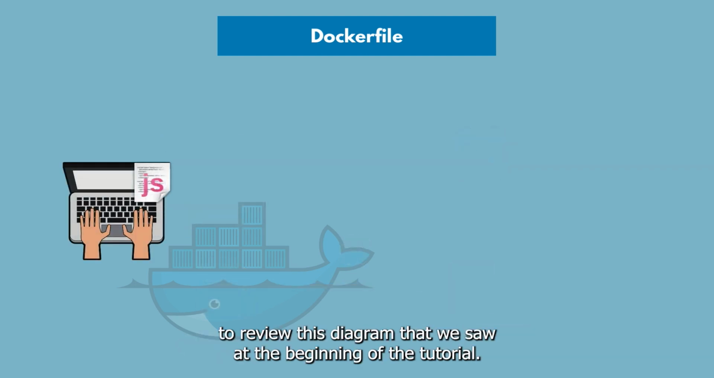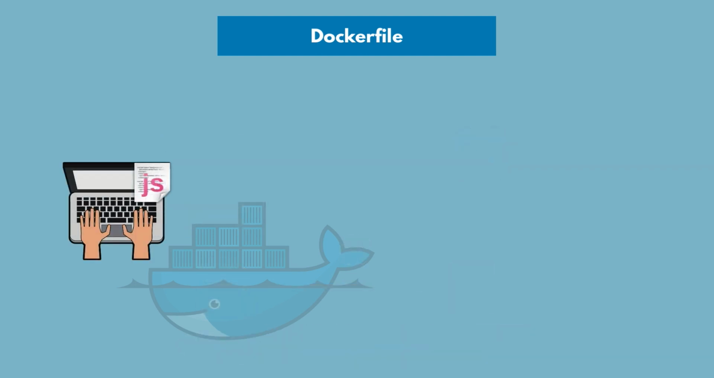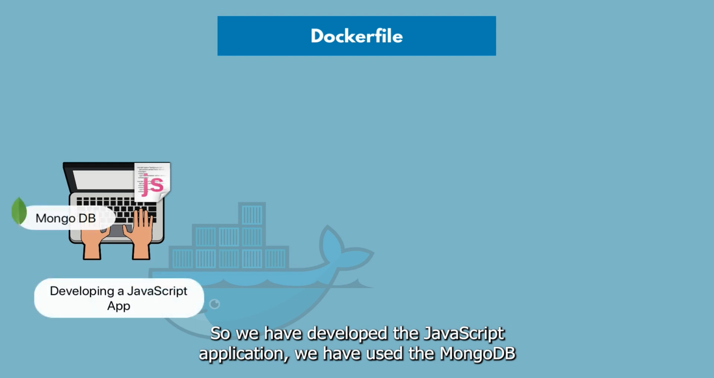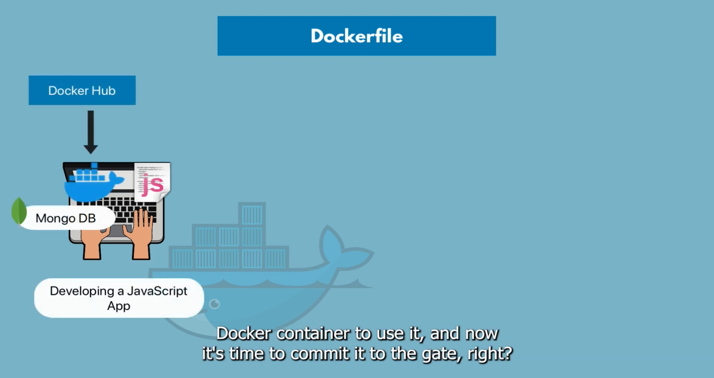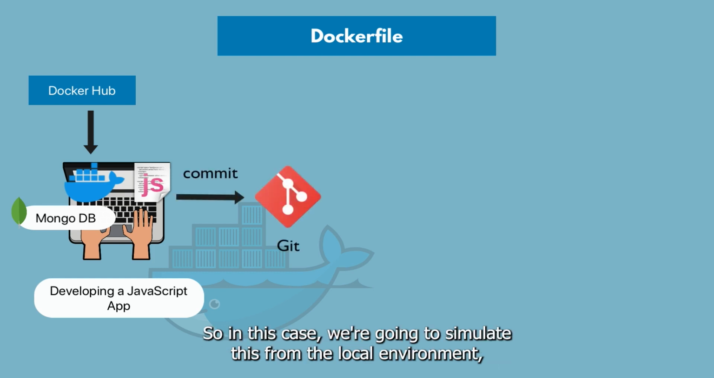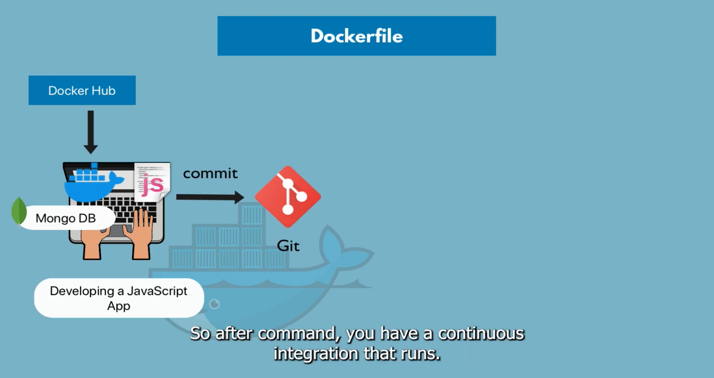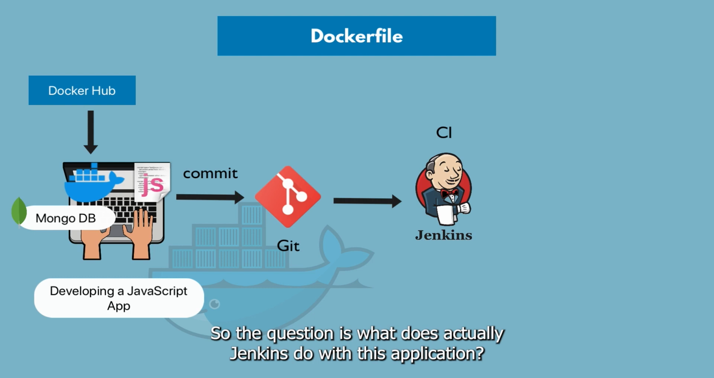To review this diagram that we saw at the beginning of the tutorial, we have developed a JavaScript application, we have used the MongoDB Docker container to use it, and now it's time to commit it to Git. Right? So in this case, we're going to simulate this on the local environment, but still, I'm going to show you how these steps actually work. So after commit, you have a continuous integration that runs.